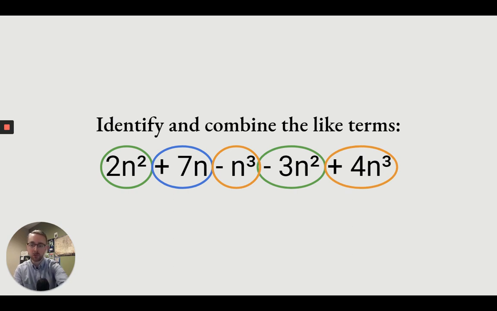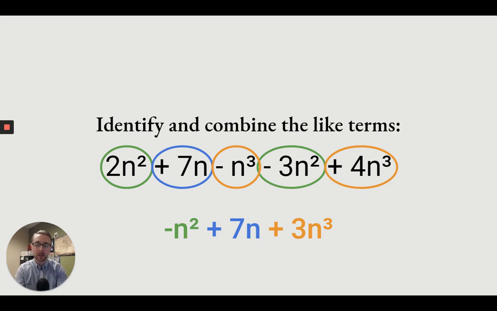So let's start with 2n squared and negative 3n squared. Again, I'm not going to touch the variable. I'm not going to touch the exponent. Those are going to stay the same. I'm only going to add and subtract the coefficients. So 2 minus 3 is going to give me negative 1. 7n is going to stay 7n, and then negative n to the third, positive 4n to the third. Again, that's like a negative 1 and positive 4. That gives me positive 3. So when I combine the like terms here, I get negative n squared plus 7n plus 3n to the third.